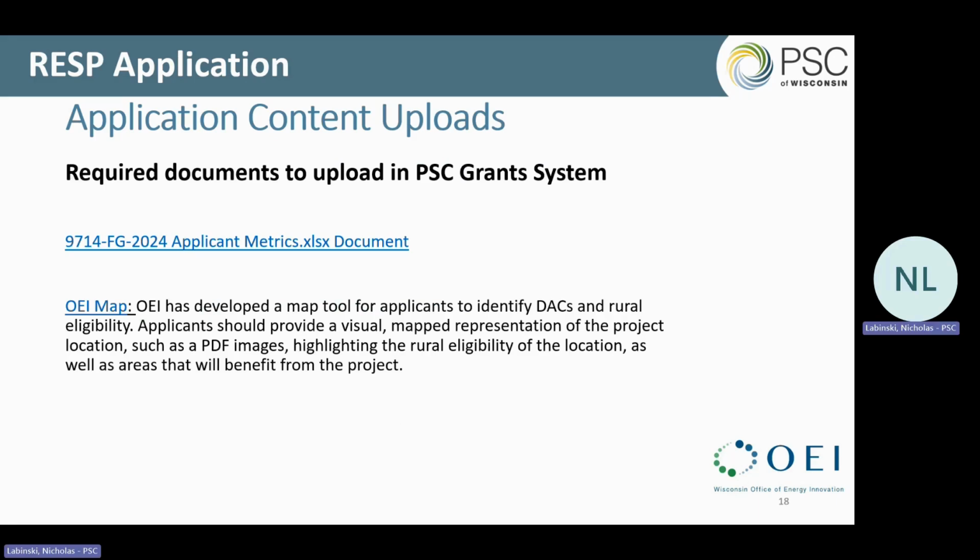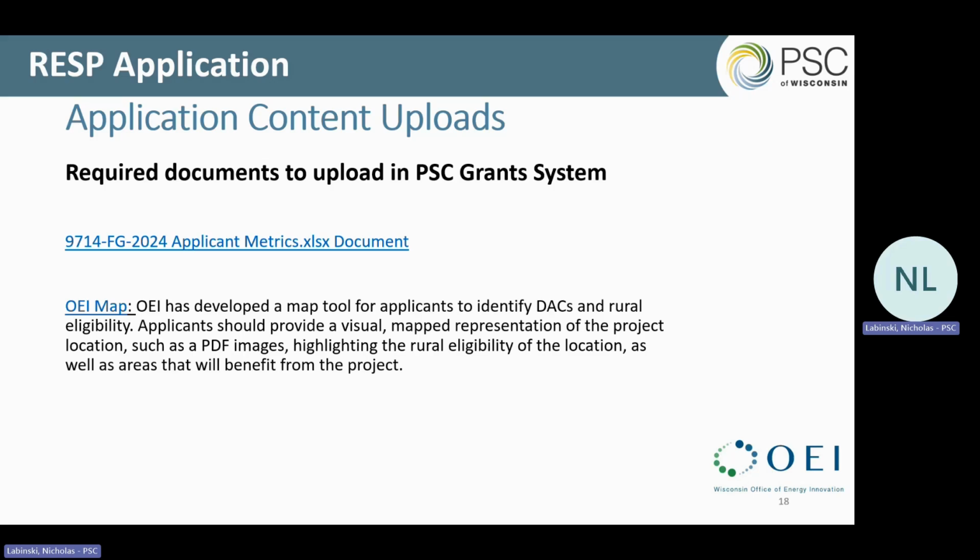Application content uploads. Again, the required documents that are linked here include the 9714-FG-2024 applicant metric document. This will ask for zip codes and the census tract information. This information is used for disadvantaged communities that have been discussed in a previous video and will be discussed in additional videos as well. Additionally, for the OEI map, our office has developed a map tool for applicants to identify disadvantaged communities and rural eligibility.